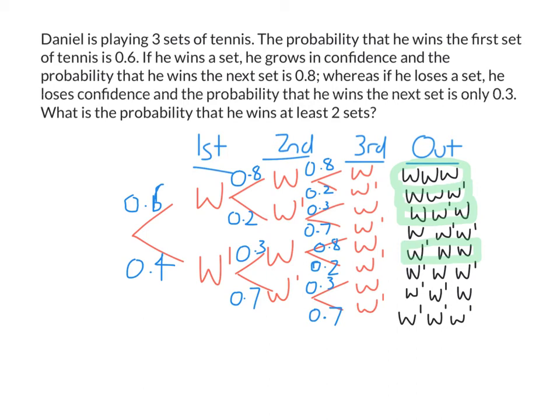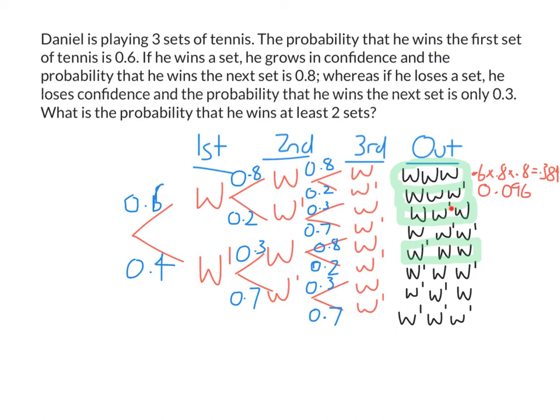Okay, so now we can find the probability of each of these outcomes. So the probability he wins all three sets is 0.6 times 0.8 times 0.8. So if we put that on the calculator, we should get 0.384. So that's the probability that he wins all three. So then the probability he wins the first two but loses the third, 0.6 times 0.8 times 0.2. And that gives us 0.096.